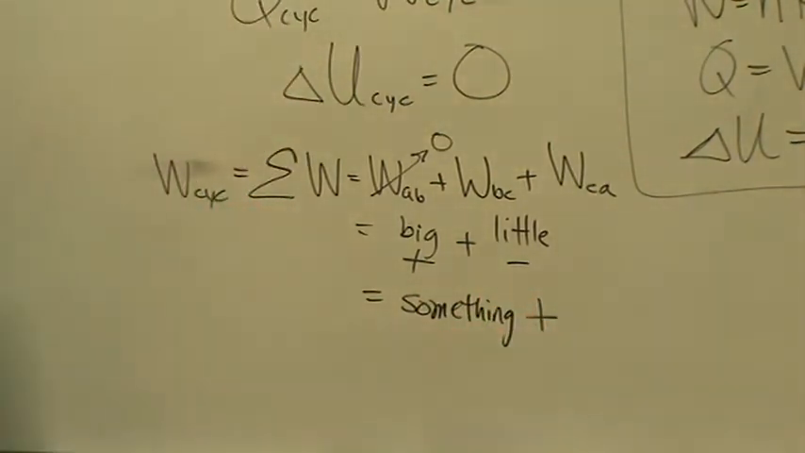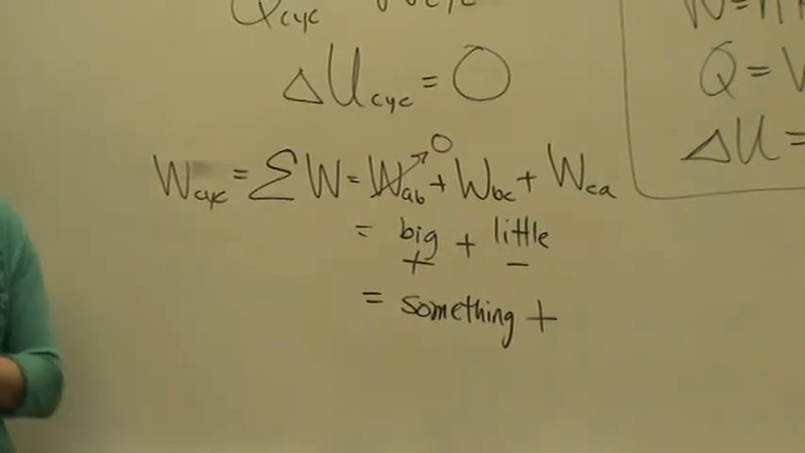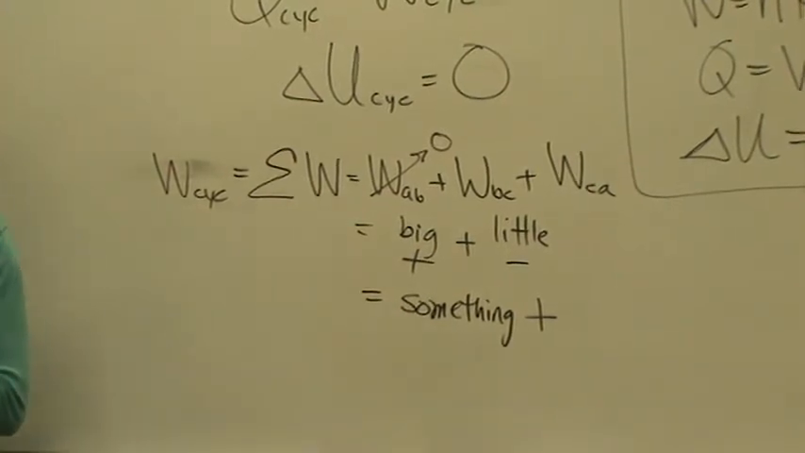So when we go from C to A, the area underneath the C and A line is the work done? Yeah. It's negative because it's moving to the left.